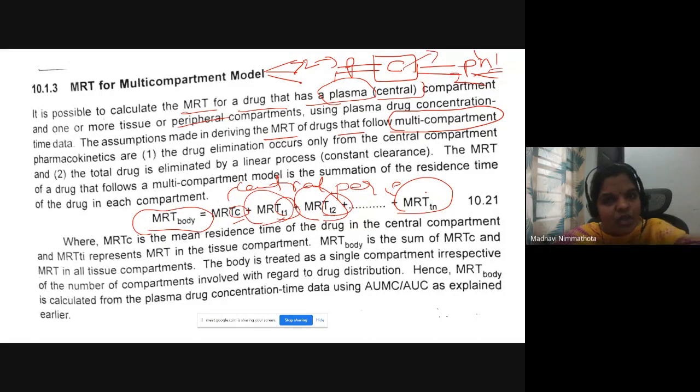So there is a need to calculate, for all the tissues or organs, how much time the drug molecules will spend. When you add all these times, you will get the mean residence time of the body. So how much time that particular molecule will have in our body in case of multi-compartment models. So this completes the mean residence time calculation for various compartment models. Okay, I will continue.